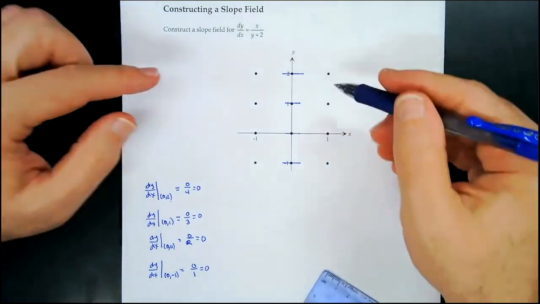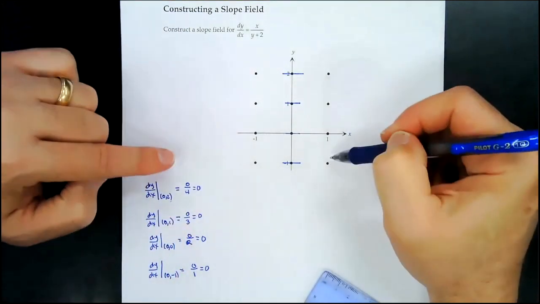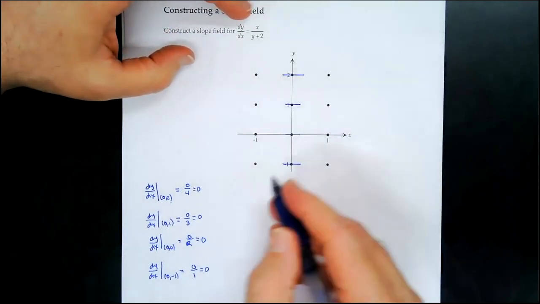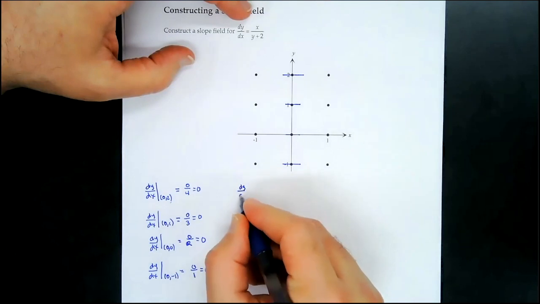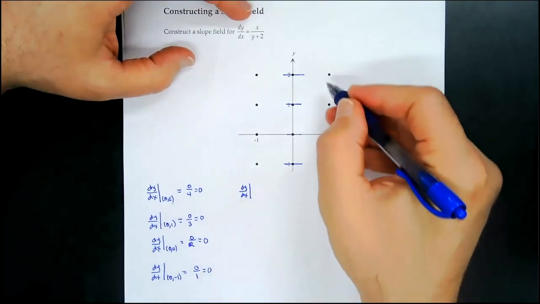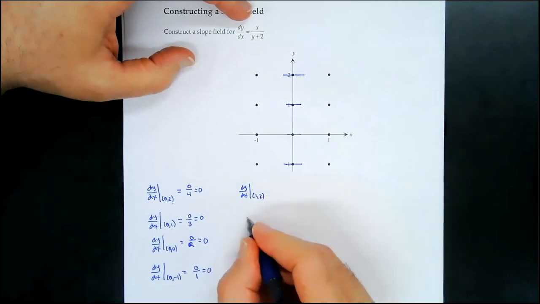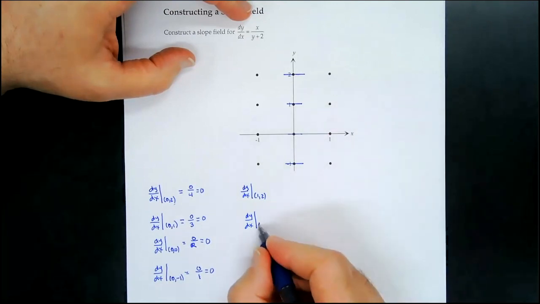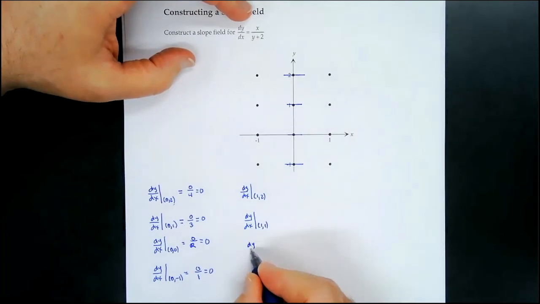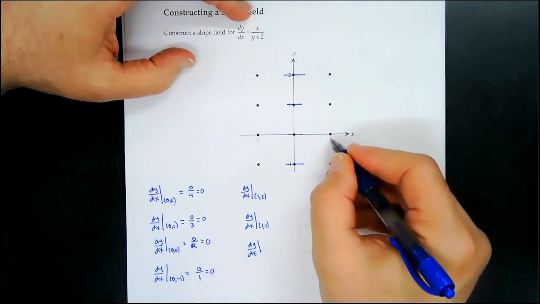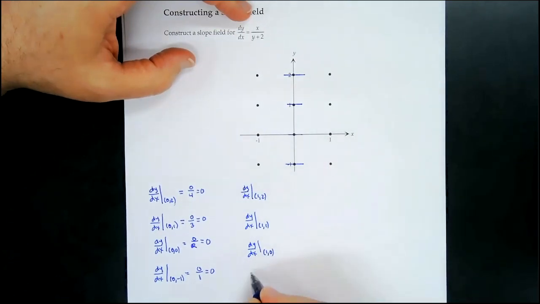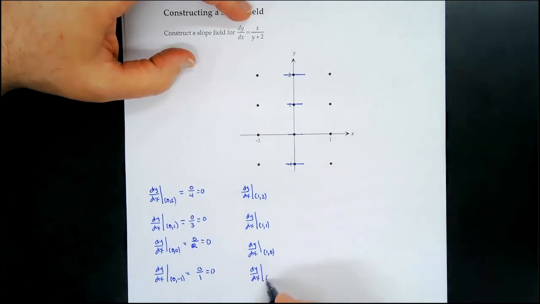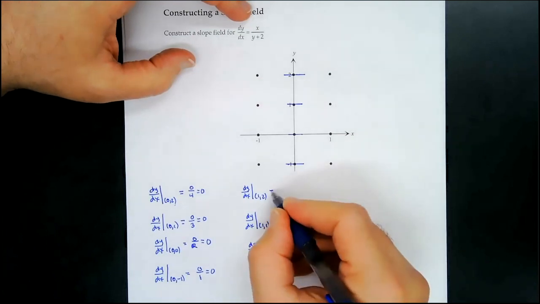Now let's take a look at what happens as we go down here. Let's do this one first. We're going to take a look at what dy over dx is at the point (1, 2), dy over dx at the point (1, 1), dy over dx at the point (1, 0), and then dy over dx at the point (1, -1). And let's try to do this in our head.